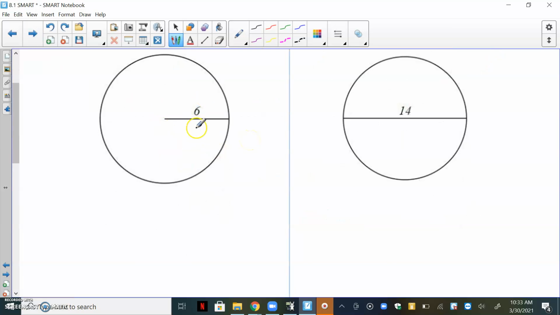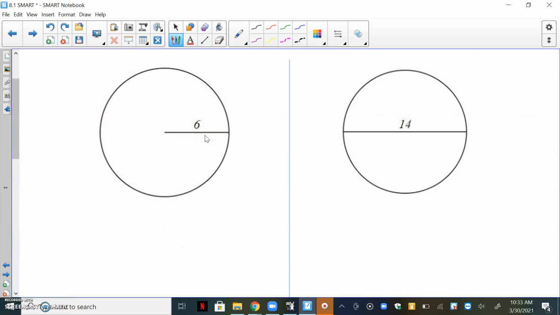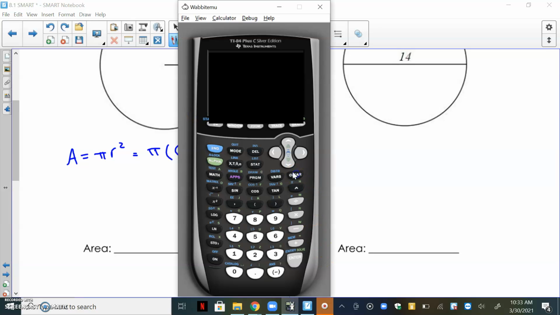Here I have given you a value, and we are going to find area and circumference. This right here happens to be a radius because we can see that it's only halfway across the circle. So we have an r value. If I'm trying to find the area, I will just plug that radius into this formula. So pi times 6 squared. This gives us 36 pi, which we can type in our calculator.